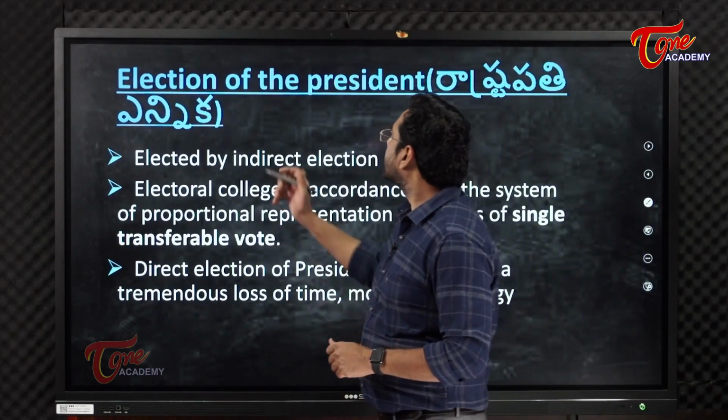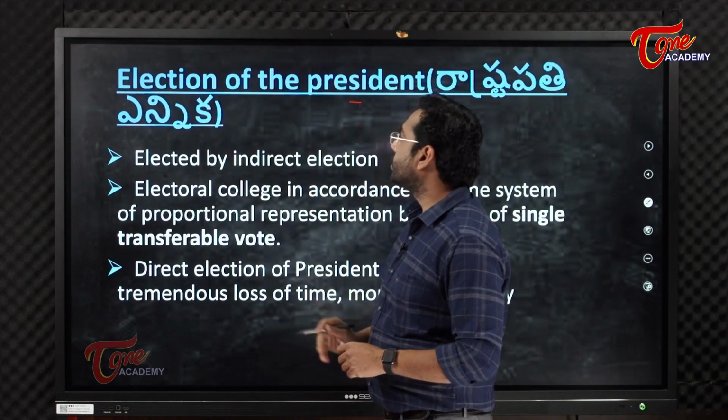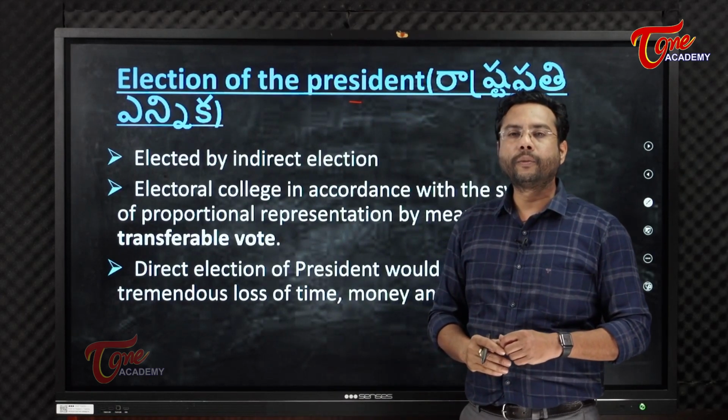So, this is the election procedure, how the President would be elected.